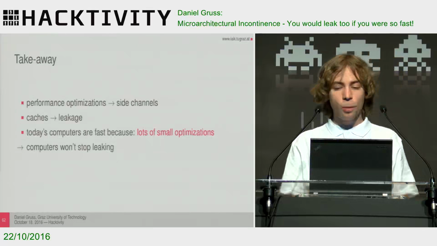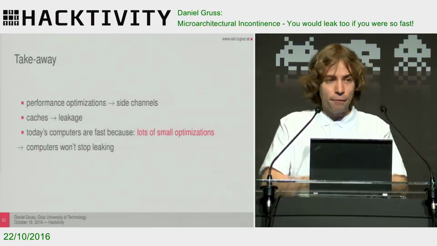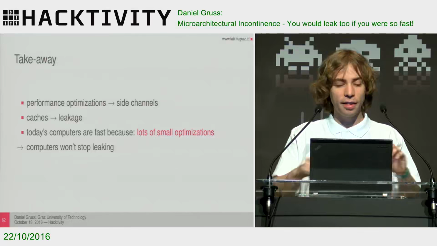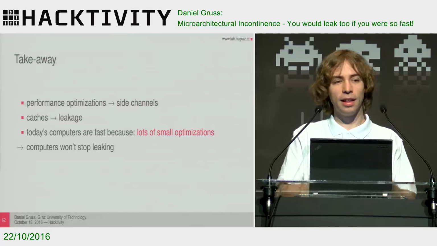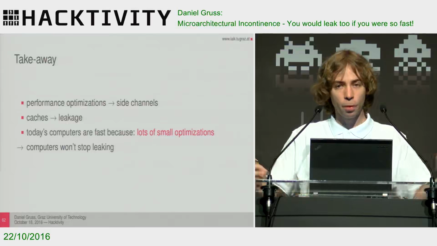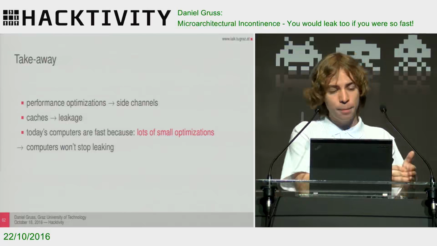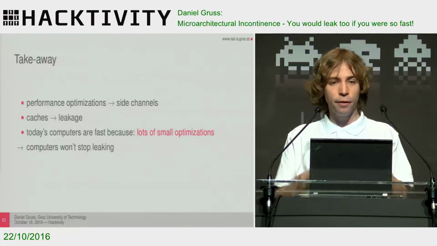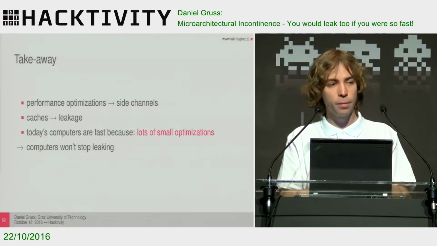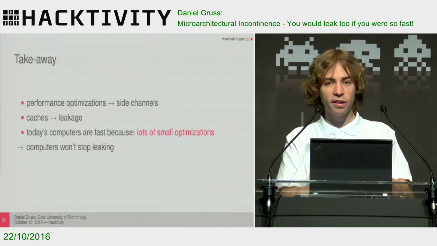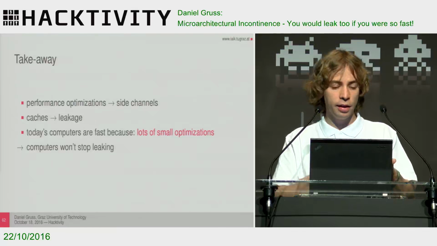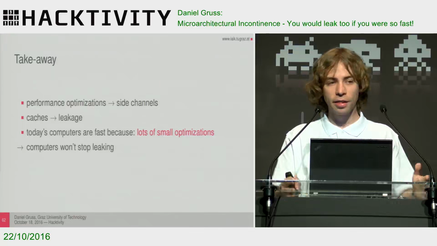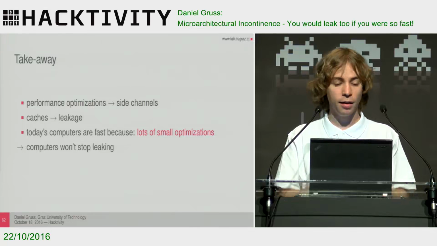So what are the takeaways? Every performance optimization leads to a side channel, unless this performance optimization is generic and always works the same. If it always goes through the same execution path, if it always accesses the same data, then it's fine. But if your performance optimization is based on spatial locality, on temporal locality, on some knowledge of data that is being processed, then it's a side channel. And we can exploit that.